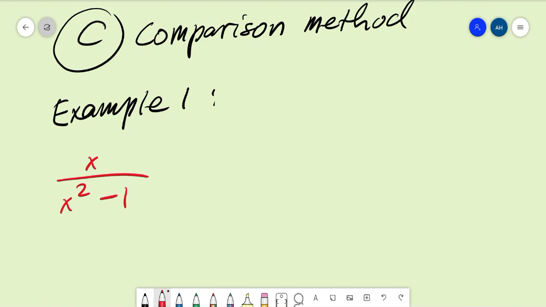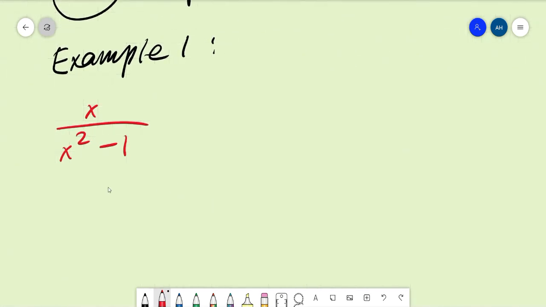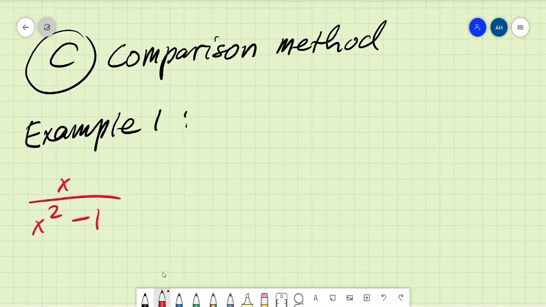This is the last method that we are going to discuss concerning what we call decomposition of partial fractions of type 1. Now we have this example here. In this case, we are given x over x squared minus 1. We are going to decompose it by using what we call the comparison method.